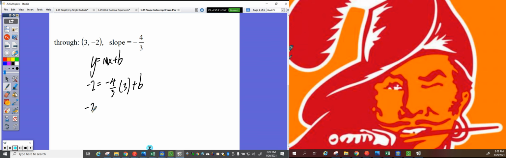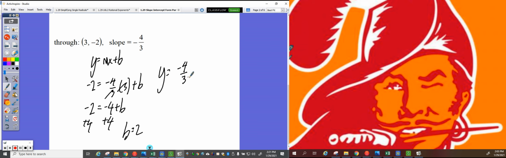So we have -2 equals -4 plus b. By the way, you can multiply all of this out or start to quickly realize that these 3's cancel. And so you add the 4 to both sides. b is going to equal 2. So y equals -4 over 3x plus 2. Okay? All right.